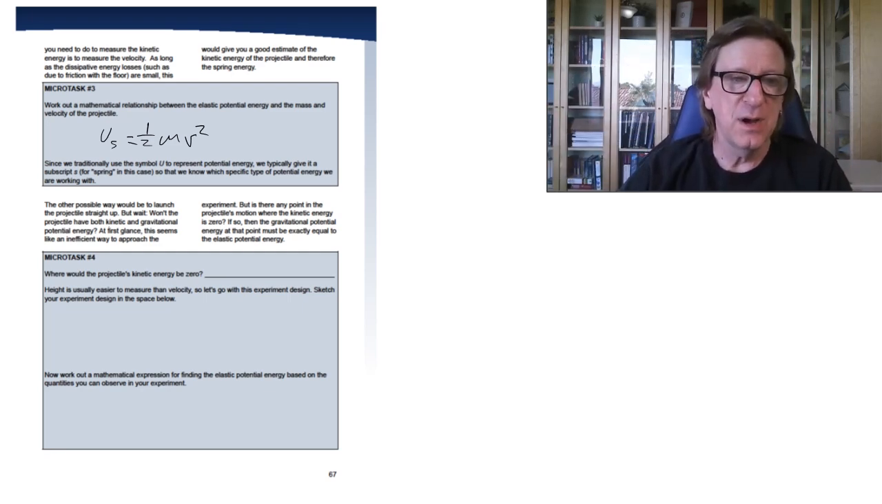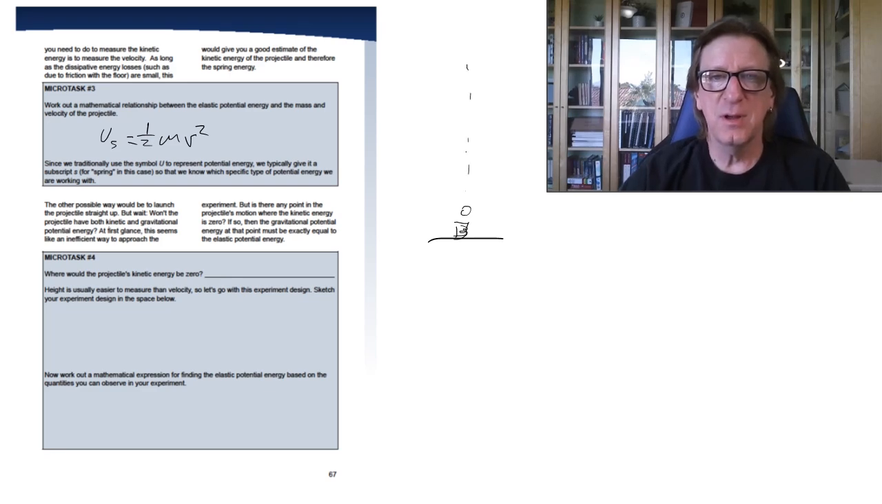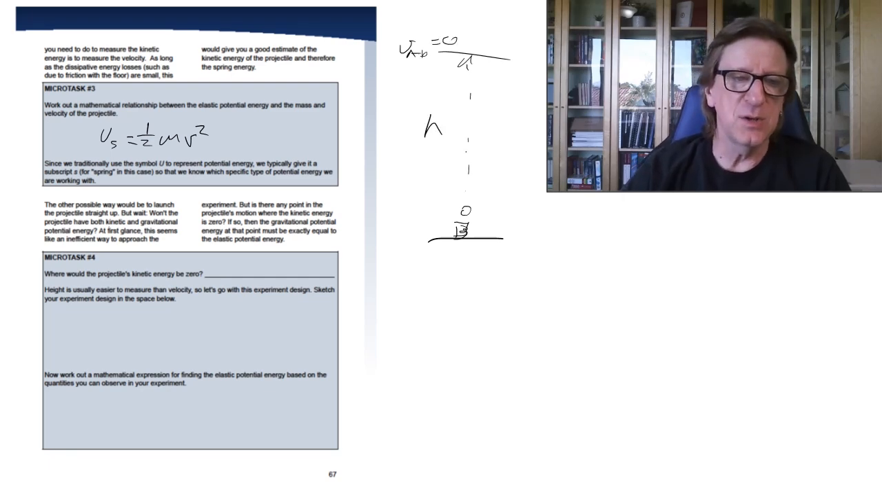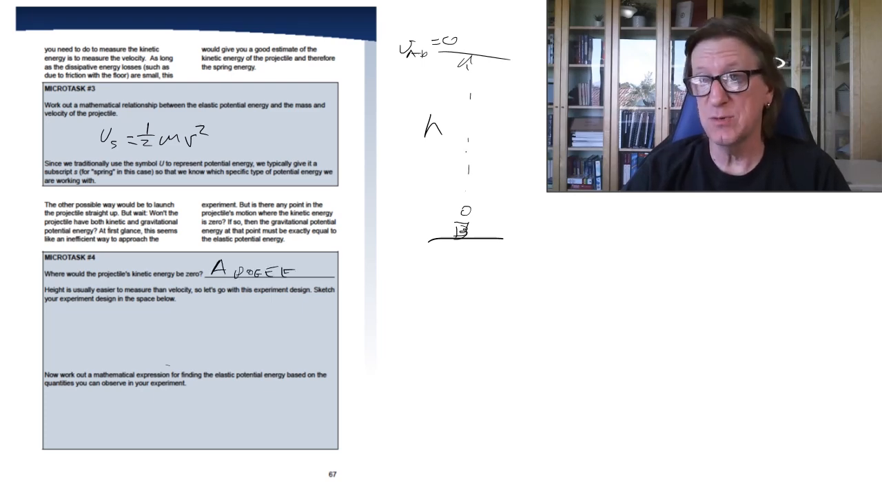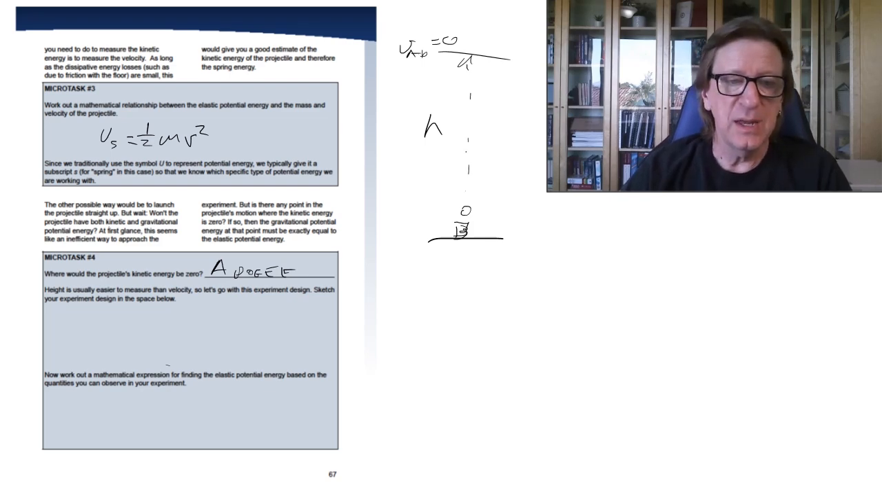All right. So here we're talking about now with our launch for microtask 4, we're using our cannon, and there's a spring in there, and we're launching that ball up until it gets here, and then it's at apogee. Okay. And so this is h, that's the height. All right, so where would it be at 0 then? We've discussed that. That's going to be at apogee. That's because the velocity is 0. So if the velocity is 0, the kinetic energy is 0. And so height is easier to measure. So that's where we've got our experiment.